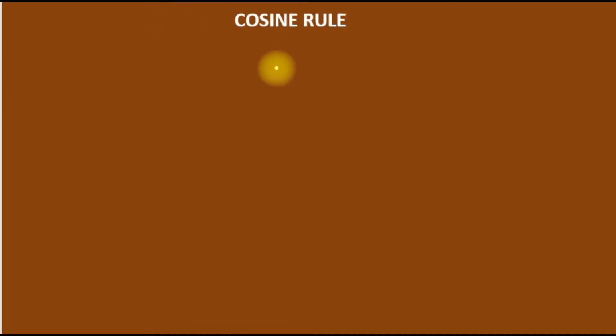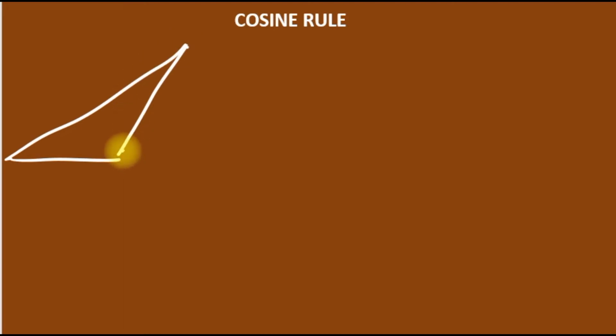So we're on cosine rule. We use cosine rule if we are given a triangle. Maybe if you are given a triangle, let's call it triangle ABC. You know the side c, this is small letter b and this small letter a.